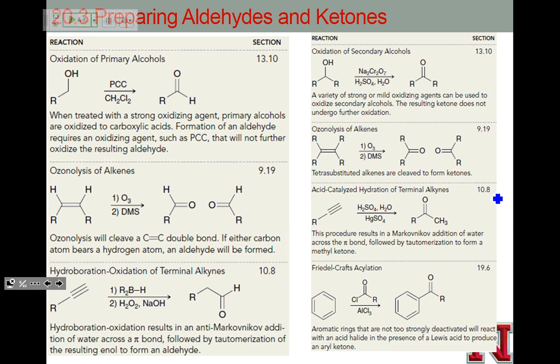If we take a triple bond and react it with H2SO4, H2O, and HgSO4, then we can form our ketone. Again, notice none of these are adding any carbons. We're just starting with some sort of functional group and converting it to a ketone or an aldehyde. So this is our Markovnikov addition, and what results is a ketone.